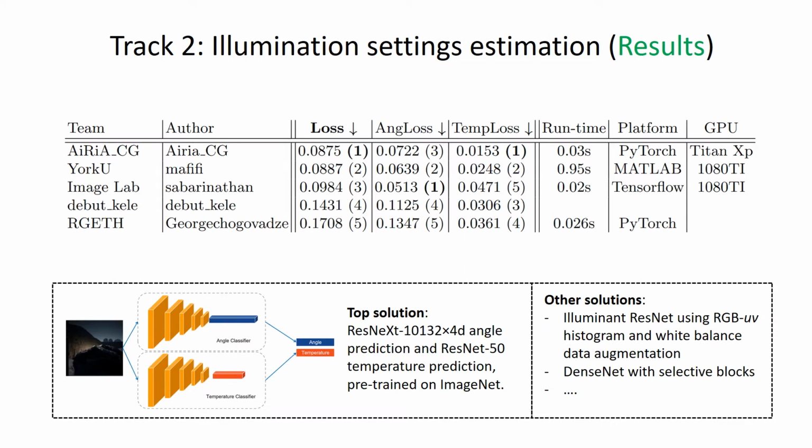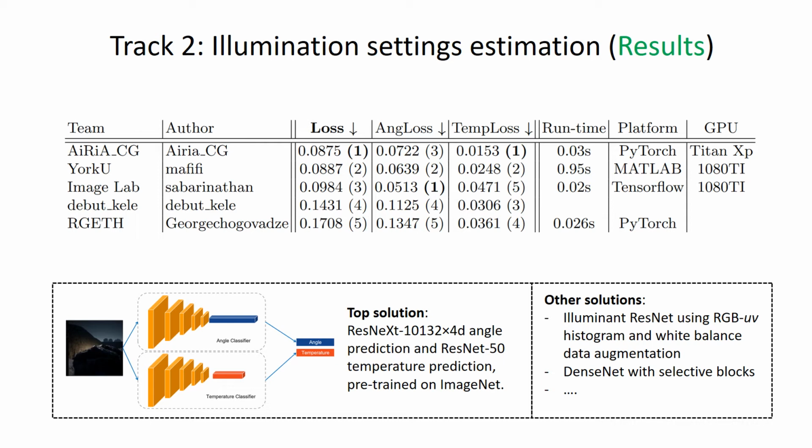We show here the results of the different teams who had a valid submission for the test phase. The loss is shown on the first column, with the angle loss and the temperature loss also separately shown. So temperature loss is the squared error in prediction of the color temperature, and similarly the angle loss is a squared error on the angle modulo 180. We also have the runtime, the platform, and the GPU that were reported by the participating teams.